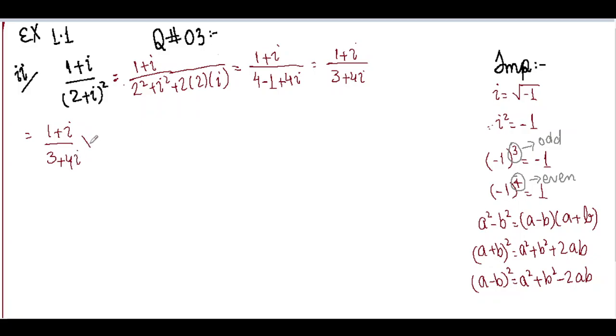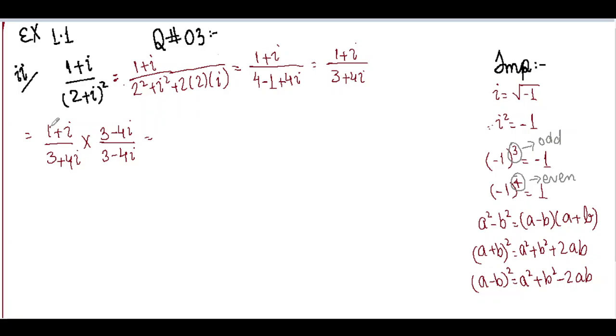Okay, we are going to multiply and divide it by the conjugate of the complex number written in the denominator. Now how to take the conjugate? We just have to change the sign of the complex number written in the denominator. So it is 3 minus 4 iota, because previously it was positive and then it became negative. Now 1 plus iota into 3 minus 4 iota.